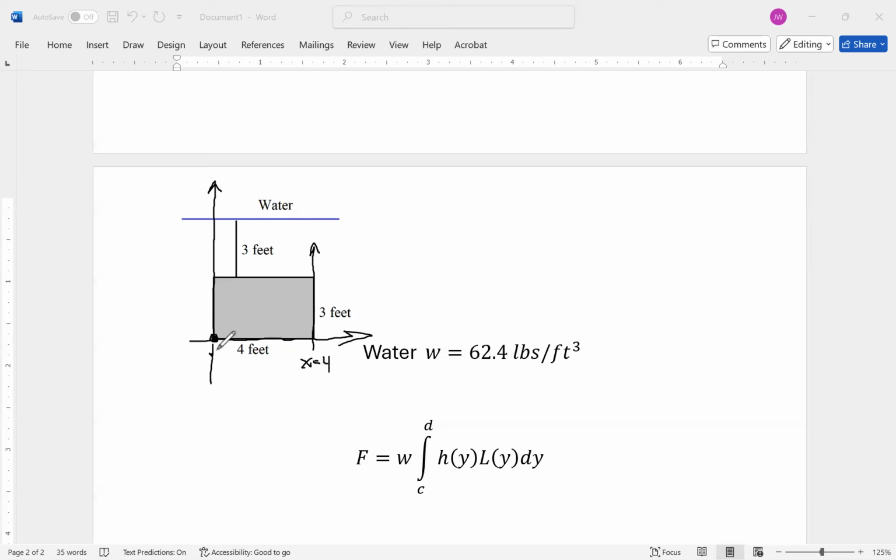Because we're 4 feet away. The top of the rectangle is 3 feet up. So this would be a horizontal line. The horizontal top of the rectangle would be y equals 3. And the water line would be 6 feet up. That would be y equals 6.